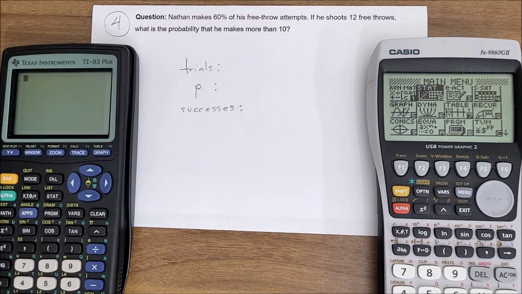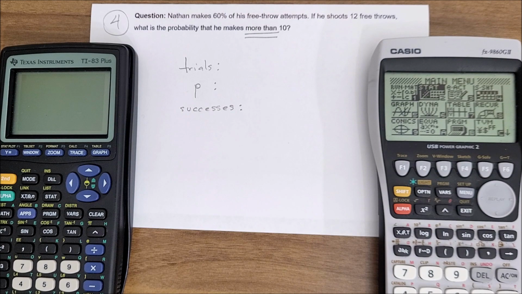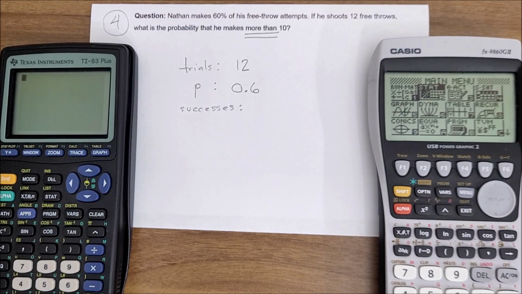Okay, last one. Let's see if we got this. Reading. Okay. Ooh. Uh-oh. That says more than 10. I thought, well, our CDF does only numbers and below. So how can we do more than 10? Wait a minute. I got an idea. All right, let's fill this out. Trials, 12. Probability, 0.6. Okay, so far so good. Now, if my CDF cannot do successes and above, can I take the probability for those successes and below that I do get and just subtract that probability from 1?